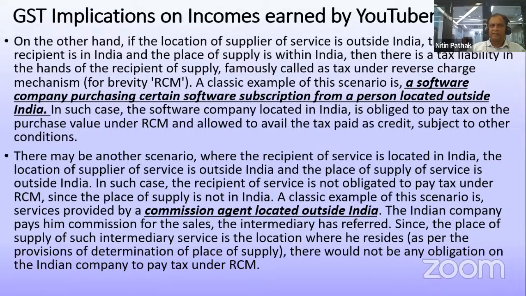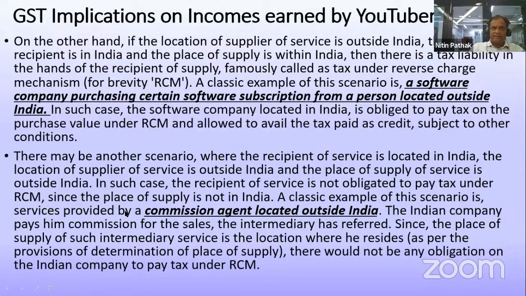So any software company purchasing a software subscription from a person located outside India. Okay. There may be another scenario where the recipient of service is located in India. I am the recipient of service, I am located in India, the location of supplier is outside India. The person who is supplying is outside India, and the place of supply is in India. Here, the commission agent is located outside India.